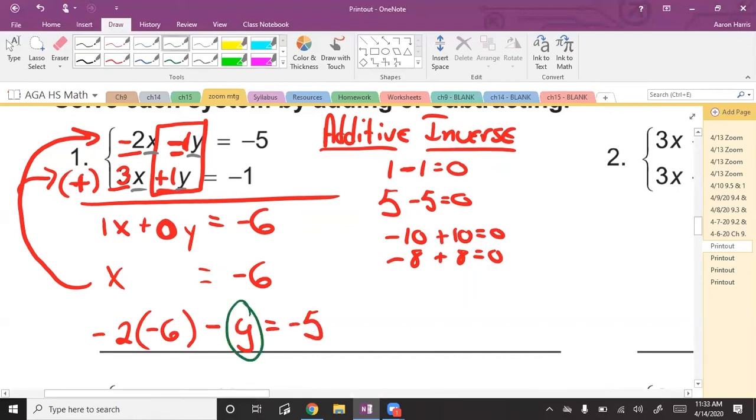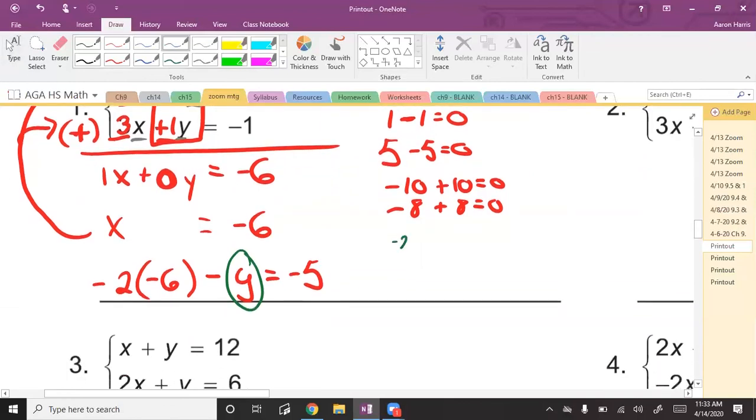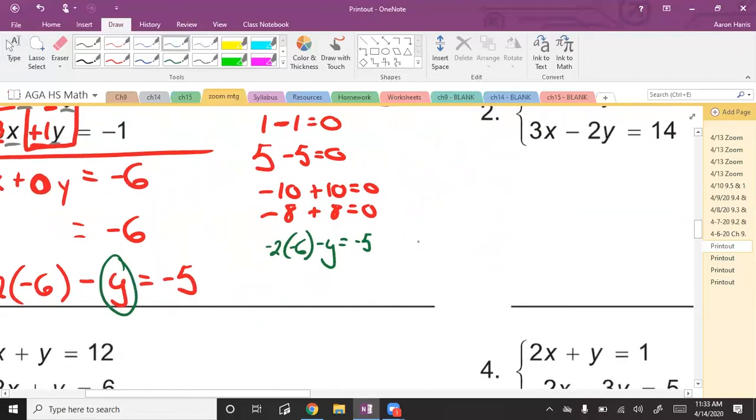Now what do we solve for? For y. And whenever we solve, what do we do? We combine like terms. What do we call the process in our class? PEMDAS. 4 steps, correct? So here we go. Simplify, combine like terms. We're going to take -2 times -6. What do we get? 12.